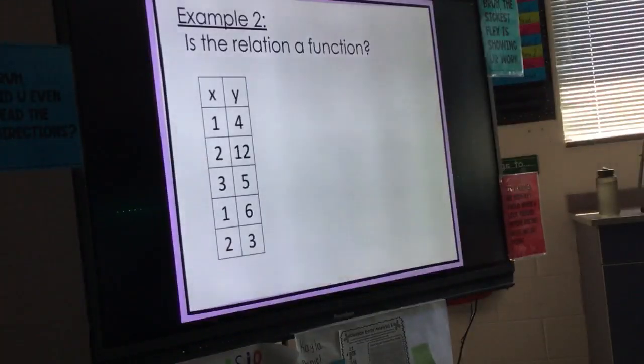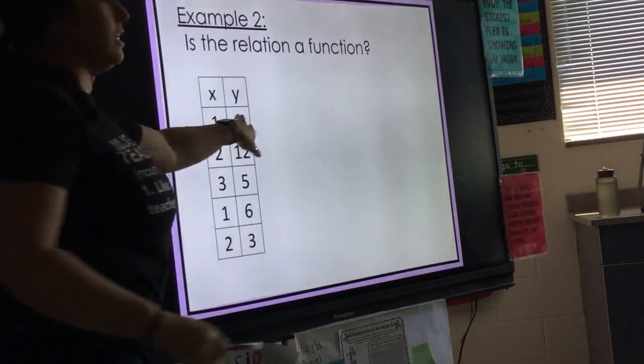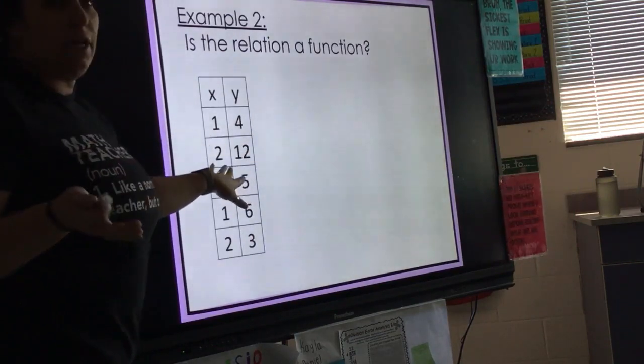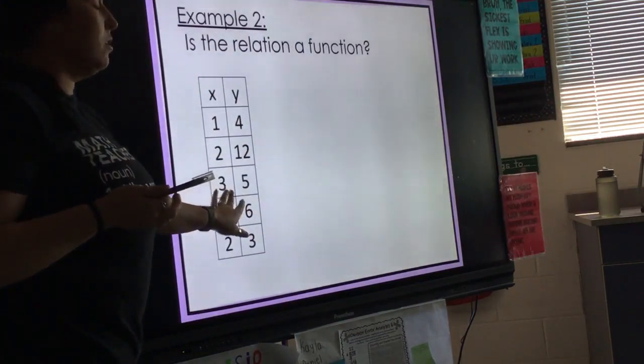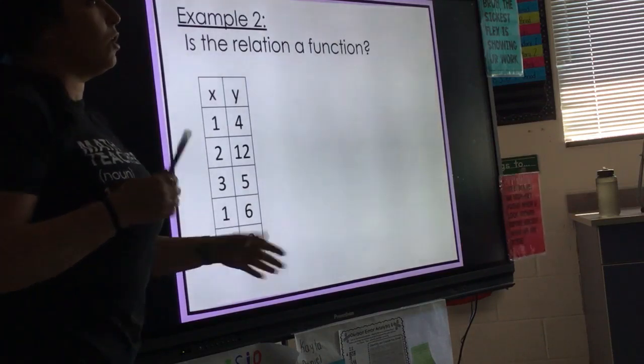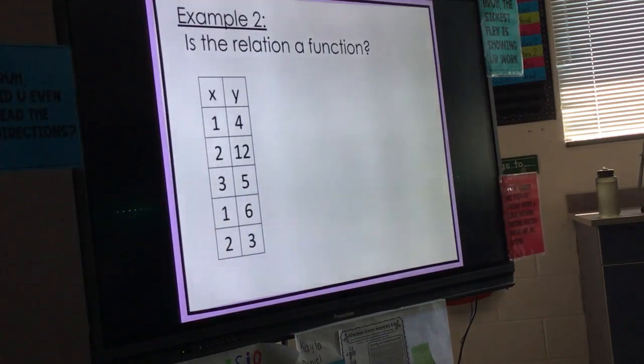All right, looking at this one, what do you guys think? Just by looking at the numbers. Stand up if you think this is a function. Nobody? Why? Raise your hand and tell me why you don't think this is. Brayden? Because the 1 times 4 rule doesn't apply at the bottom. Okay, so the 1 times 4, that works. Well, does it work here? Does it work here? Does it work here? So automatically, you know it is not a function, because if you apply a rule, it doesn't work for each one of those.